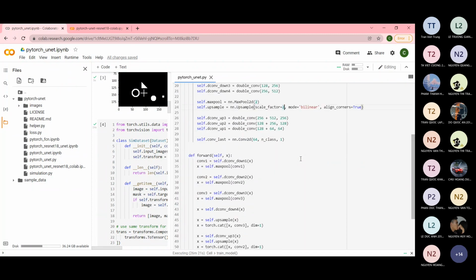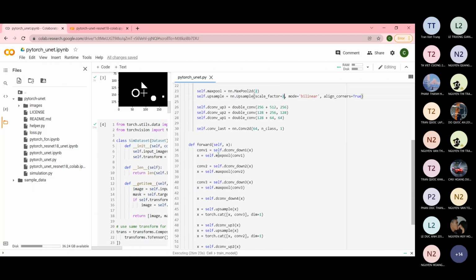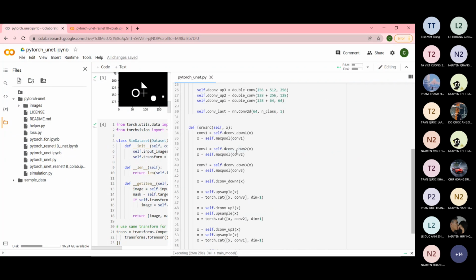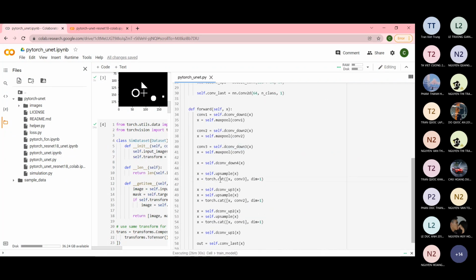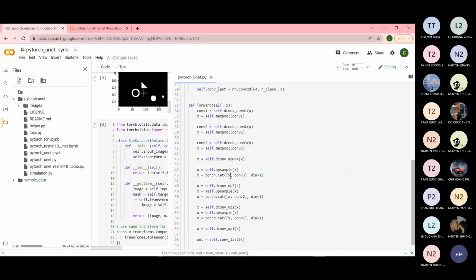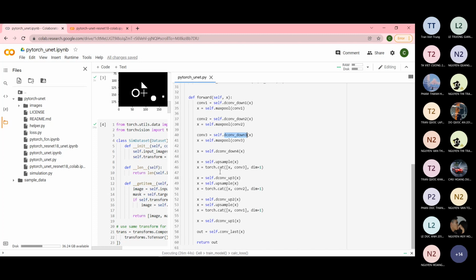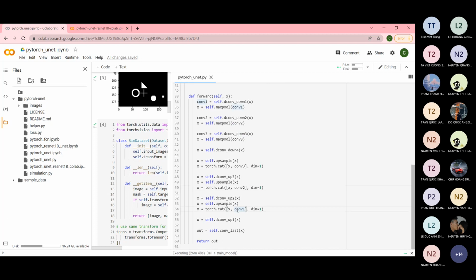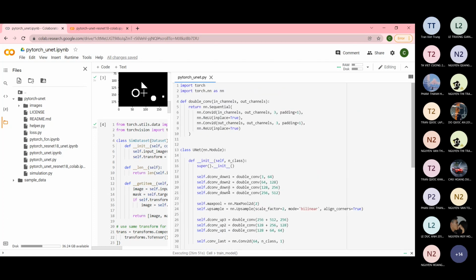Okay, so they declare the shortcut connection in the forward function. Here you can see they concatenate the output of upsample and the output of convolution layer number 3. So that is our shortcut right here, and we have another shortcut and another shortcut. So I think that's it for my side.